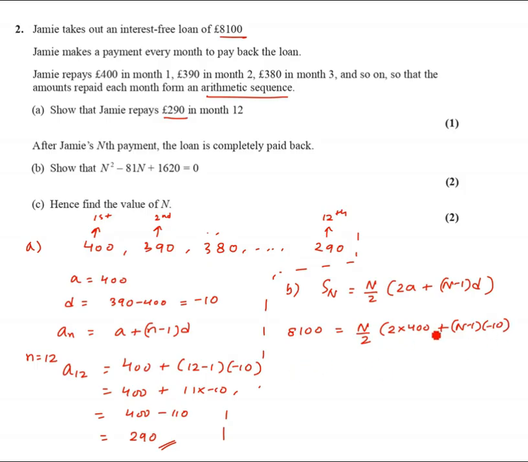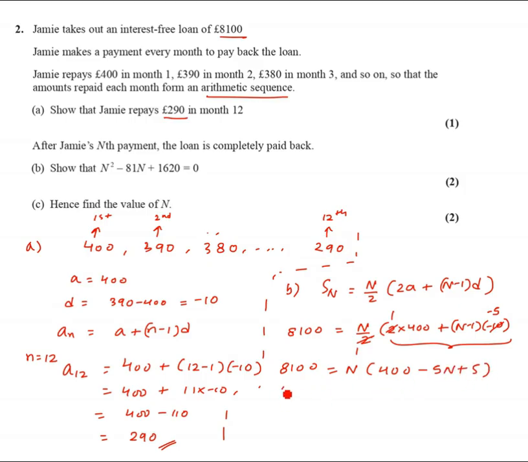Now you can divide each term inside, or take 2 common from this bracket. 2 divided by 2 is 1, and 10 divided by 2 will be 5, so minus 10 divided by 2 will be minus 5. So this becomes 8100 equals n times 400, and then expand the bracket, times minus 5 inside, so minus 5n plus 5.